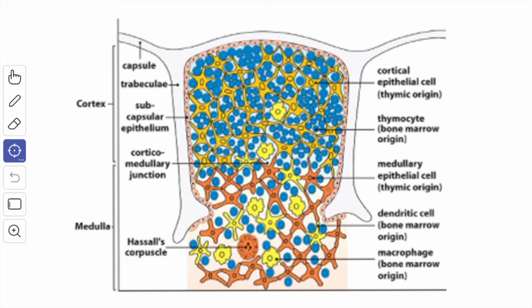Apart from the epithelial cells and the lymphocytes, the thymus contains a fair number of macrophages, which belong to the mononuclear phagocyte system. They are placed subjacent to the capsule, at the corticomedullary junction, and in the medulla. The subcapsular macrophages are highly phagocytic, and the deeper lying macrophages are dendritic cells.